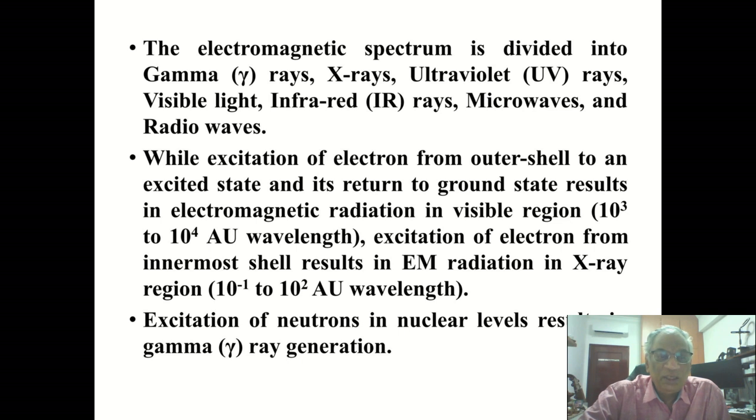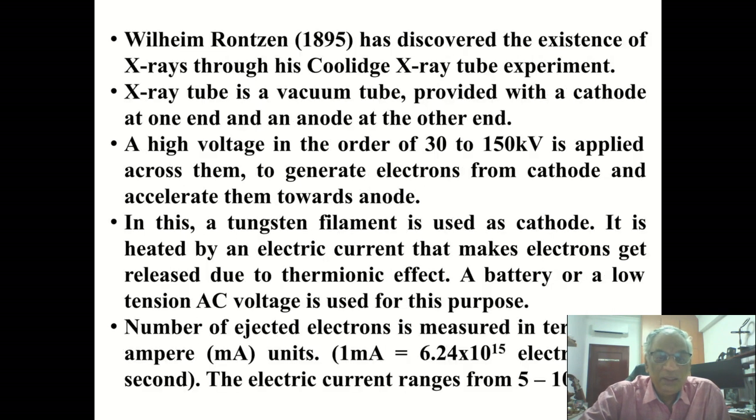The excitation of an electron from the innermost shell results in electromagnetic radiation in the form of X-rays, for which the wavelength ranges from 10^-1 to 10^2 angstrom units, that is, 0.1 to 100 into 10^-8 centimeters wavelength. The excitation of neutrons in nuclear levels results in gamma ray radiation.